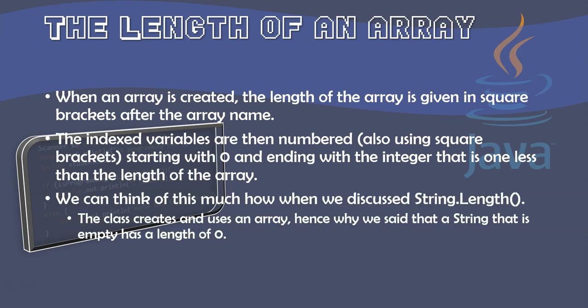And we can think of this very similar to how we discussed the string.length method. The class creates and actually uses an array, and that's the reason why when we said that a string has an empty string of length 0, that's because it's technically still occupying a value within that array.